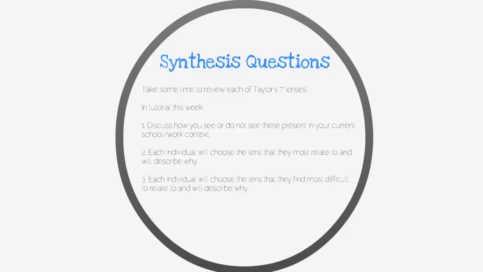Each individual in our group will choose the lens that they most relate to and will describe why. So that might depend on your own background or something that's happened in your life, but there will probably be one of these lenses that you're most comfortable with. And you're going to choose the lens that you find most difficult to relate to and describe why. So hopefully when we get to tutorial, we'll have a very rich discussion that will demonstrate to you that we each use transformative lenses differently.